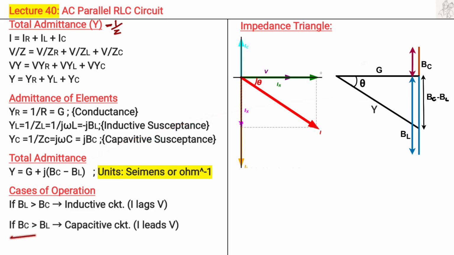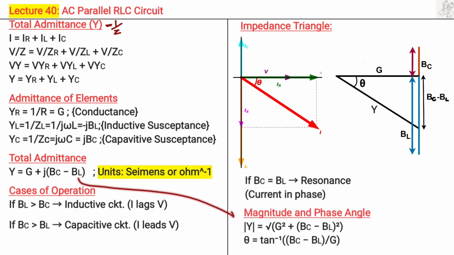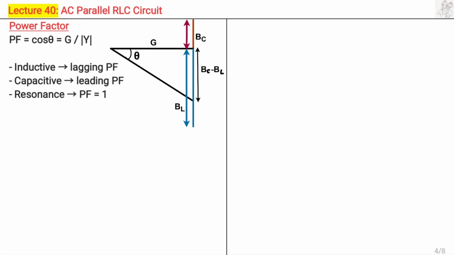Now if BC is greater than BL, the circuit becomes capacitive and the current leads the voltage. In the third case, if BC becomes equal to BL, then the circuit comes in resonance and the current comes in phase with the voltage. The magnitude and phase angle from this equation come out to be: mod Y is simply equal to under root of G square plus (BC minus BL) square, and theta is tangent inverse of (BC minus BL) divided by G. So the power factor is simply cos of the angle theta, which from this impedance triangle is simply G divided by Y.